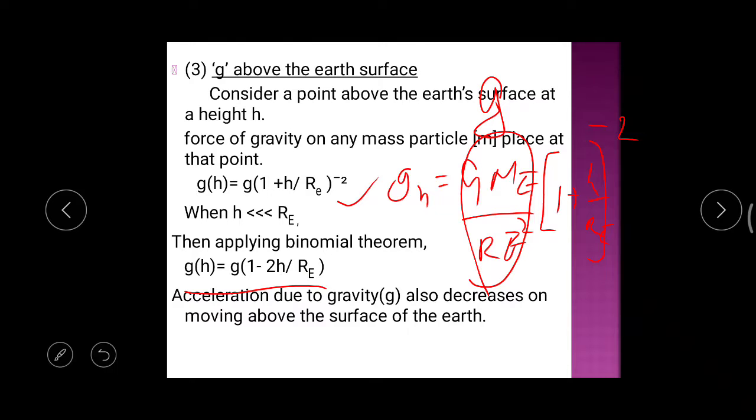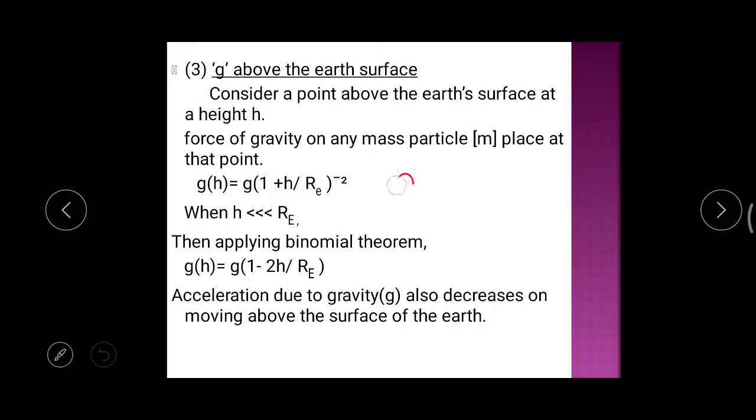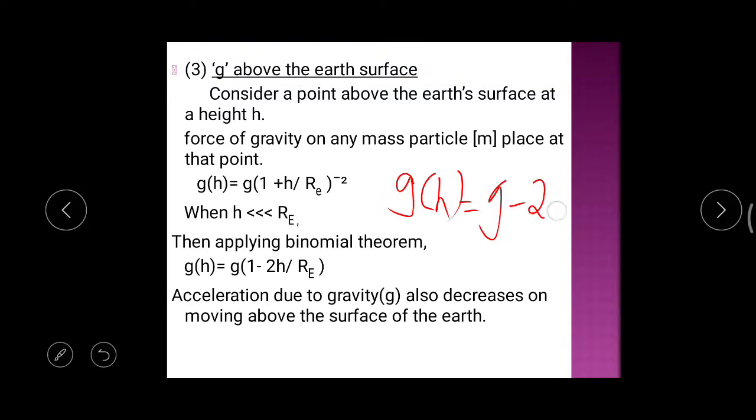So that is g_h is equal to g minus 2gh by R_e. Hence here the gravitational acceleration at a height h will also be less than the gravitational acceleration value at the surface of the earth.